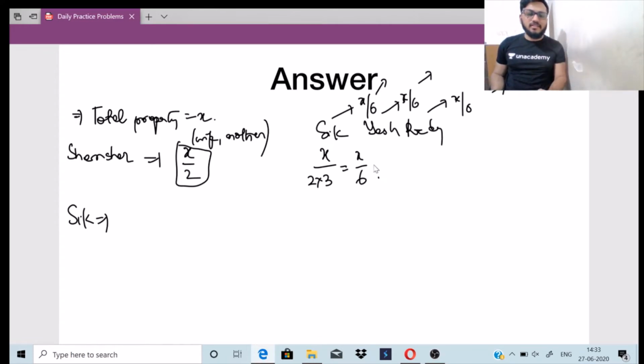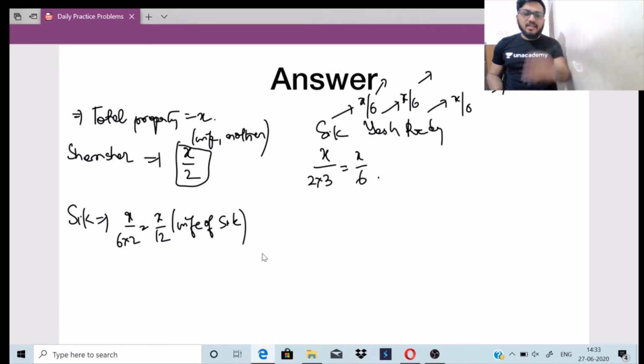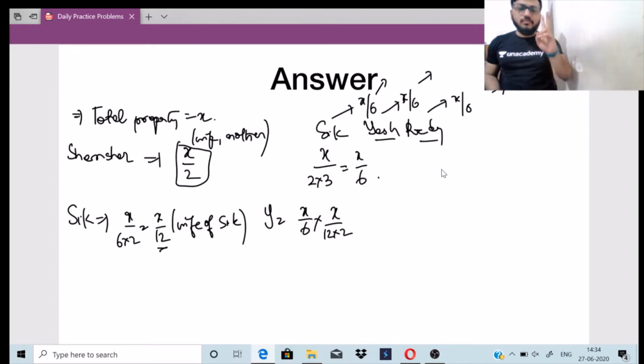Half of X by 6. What is half of X by 6? X by 6 into 2, which is X by 12. Half of Sikandar's property will go to the wife of Sikandar, and the rest half, the rest X by 12, is divided equally between his other two brothers. So Yash has X by 6 plus X by 12 into 2. How did X by 12 into 2 come here? You might wonder. X by 12 is half of Sikandar's property. It is divided equally between two brothers, two brothers equally.